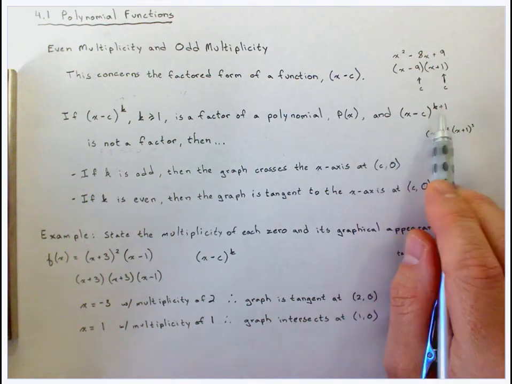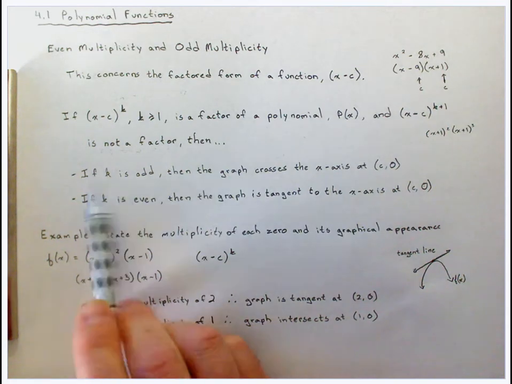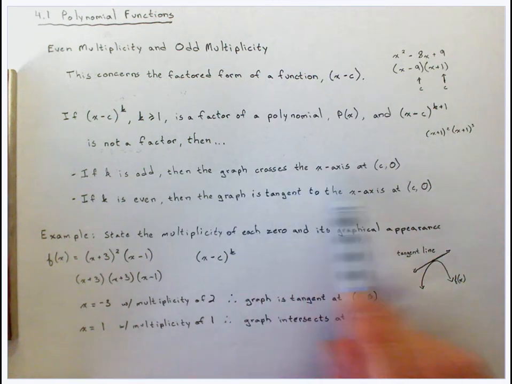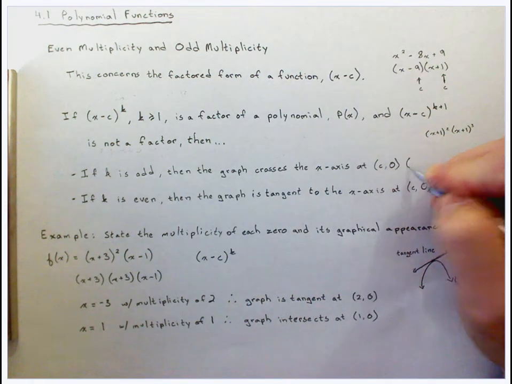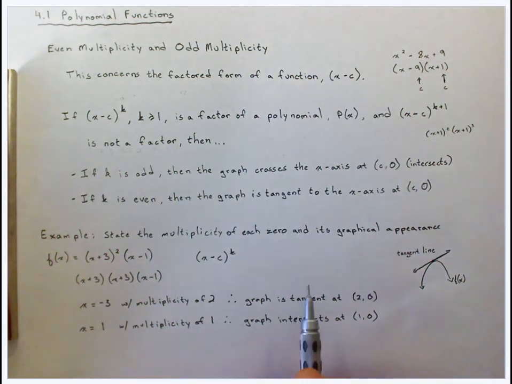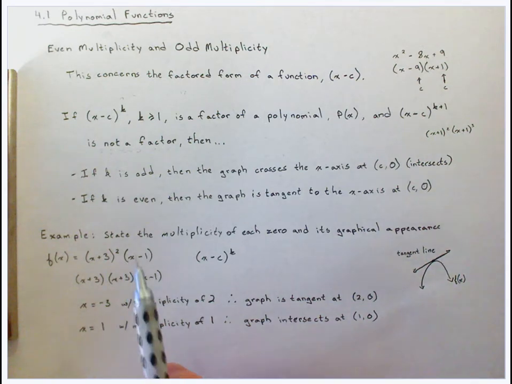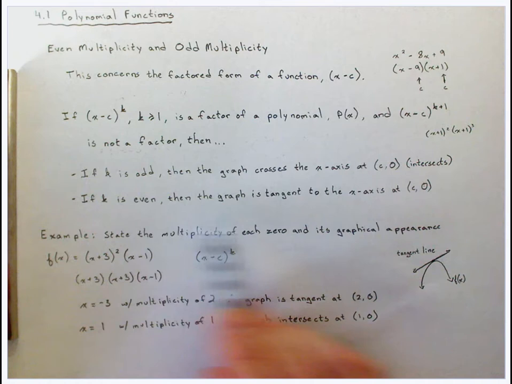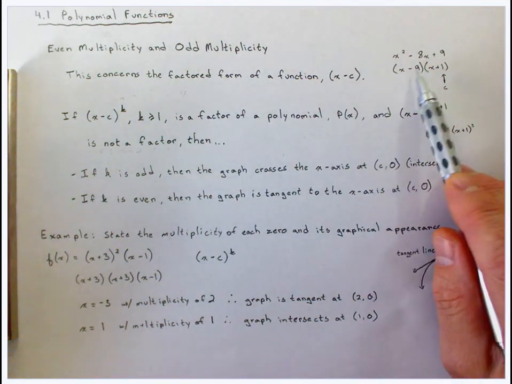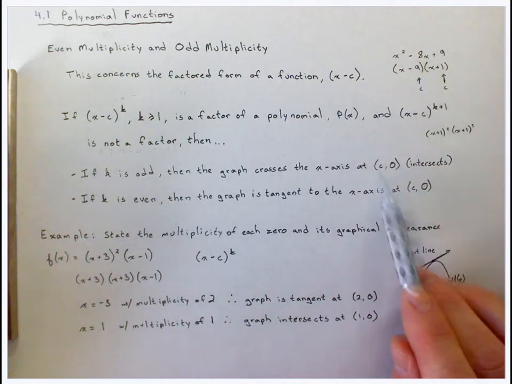So as long as I don't have that and I combine them, if k is odd, so if my exponent is odd, then the graph crosses the x-axis. It intersects, goes across, goes through. So if k is odd, and remember the number 1 is odd. If k is even, then the graph is tangent to the x-axis. And it deals with the number that is in that factored form, C.